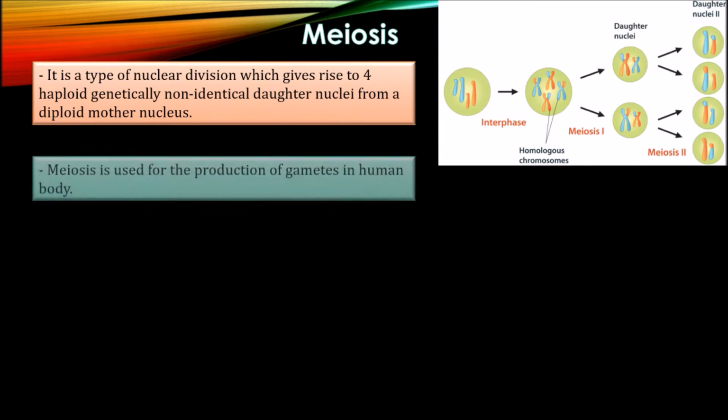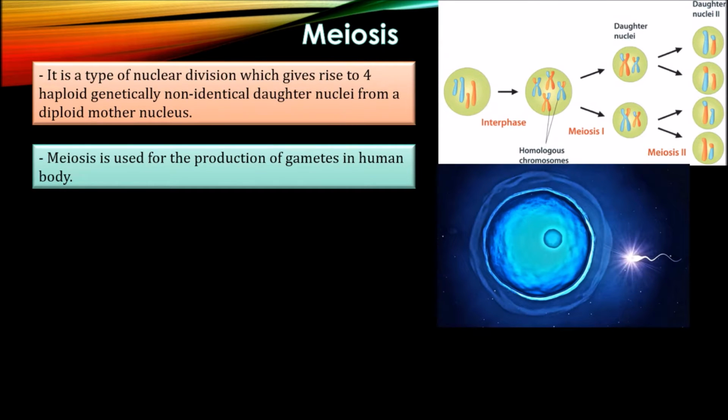Meiosis is a type of nuclear division which gives rise to four haploid, genetically non-identical daughter nuclei from a diploid mother nucleus. Meiosis is used for just one purpose in the human body, that is, the production of gametes, sex cells of sperm and eggs.